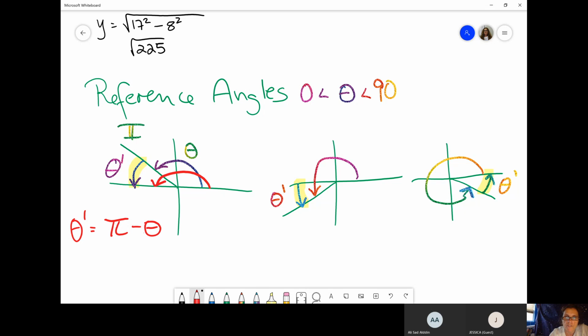Now in quadrant 3, our theta goes past the 180. So to get the reference angle, we have to say theta, which is the entire angle that is given to us, minus 180. The minus 180 is right here, which means we only have this little piece left, minus 180 or minus pi.